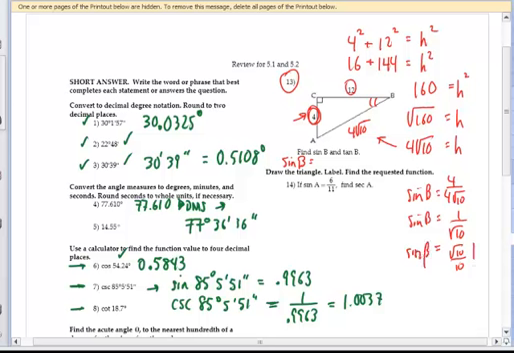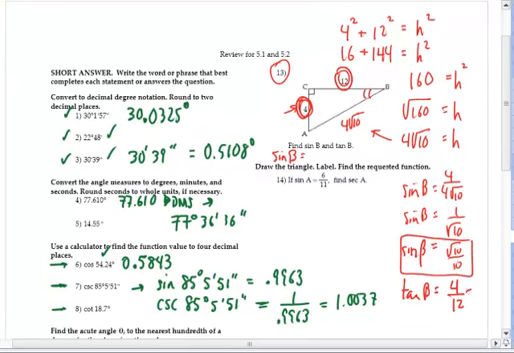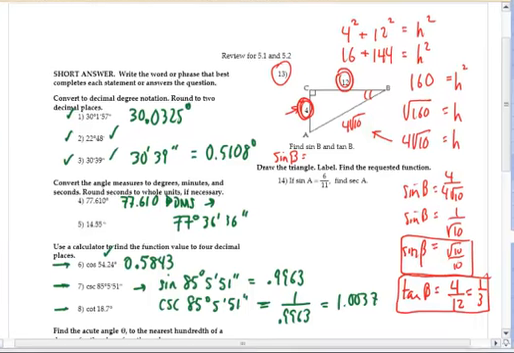And then the tangent is going to be easier, because the opposite is 4 and the adjacent is 12, so you'll have 4 over 12, and you should reduce that to 1 over 3. So I'm going to pause it and clean up this screen, and then we'll go to the last problem.